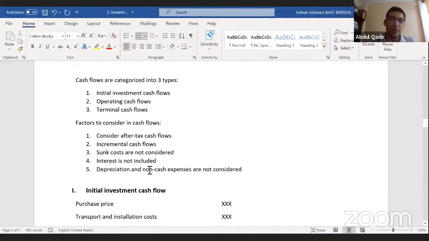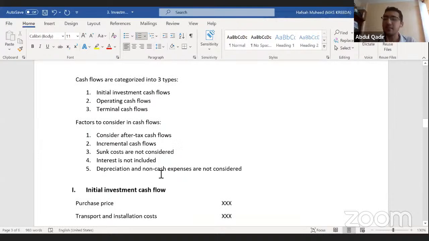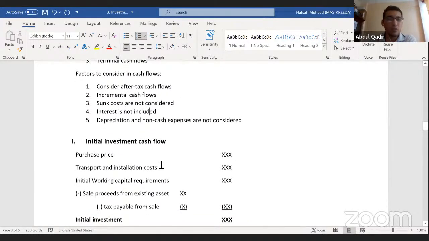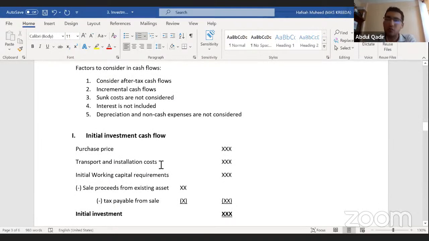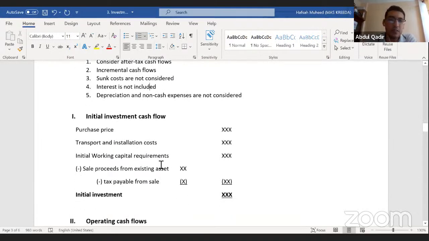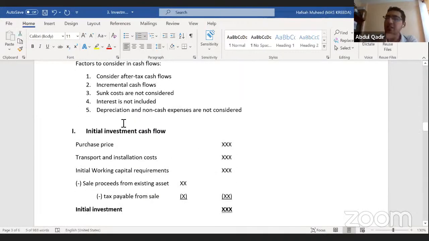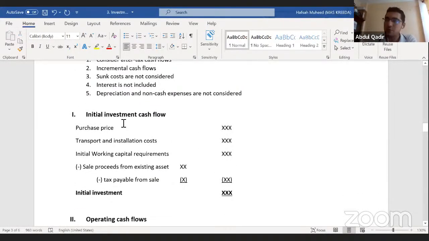And depreciation and non-cash expenses are not considered. Why? Because these are non-cash expenses. You don't get cash for them. So let's look at each of these cash flows. When we say initial investment cash flows, what does it contain? This is mostly in year zero. You would have done at least one or two investment appraisal questions. So you have year zero, and these are the cash flows which come under that.